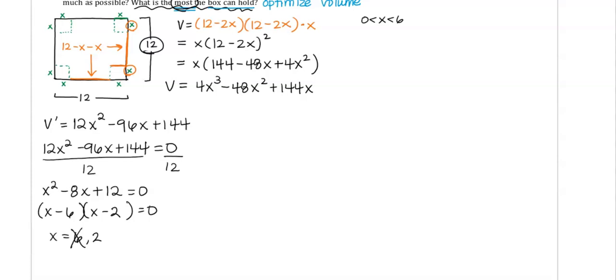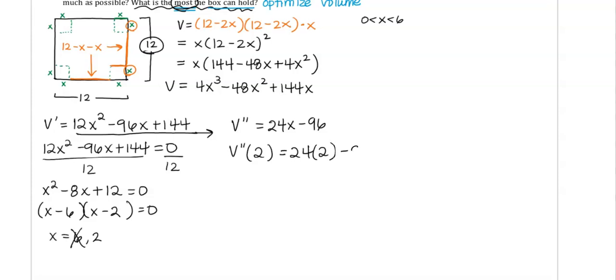Let's check and see if that is actually going to maximize the volume. And I'll do that by using the second derivative test. So I'm going to take v double prime, taking the derivative of this to give me 24x minus 96. And I'm going to plug our critical value of 2 into the second derivative. 24 times 2 minus 96 is a negative number.